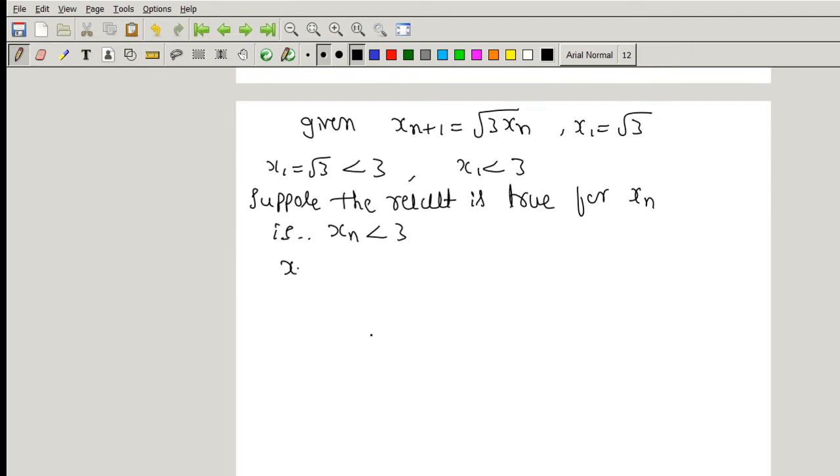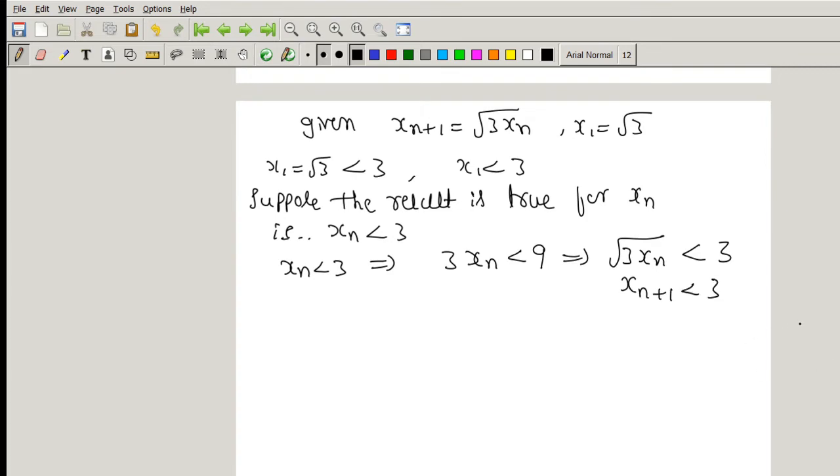So consider this result, xn less than 3, which implies, multiplying by 3 on both sides, 3 into xn is less than 9. Taking root on both sides, we will have root of 3 into xn is less than root 9, which is nothing but 3. Root of 3 into xn is nothing but x(n+1), which is also less than 3. We have proved it for the (n+1)th term.